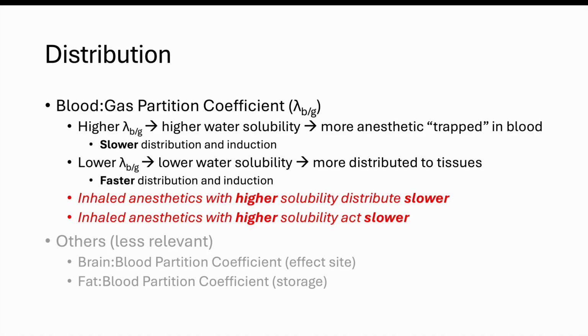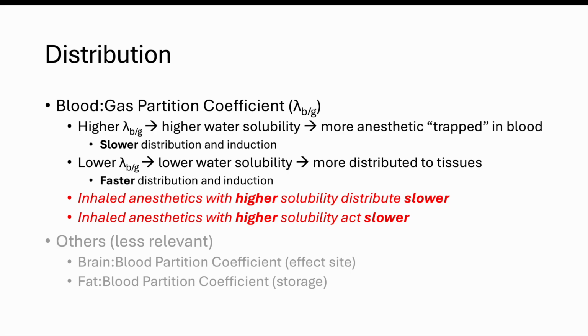Distribution is largely influenced by a compound's blood-to-gas partition coefficient. The more hydrophilic a compound is, the more soluble it is in blood. The more soluble it is in blood, the higher affinity it has for remaining dissolved in blood, rather than entering tissues in which the compound has its effects.